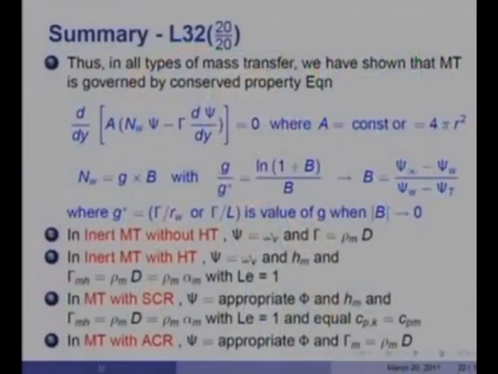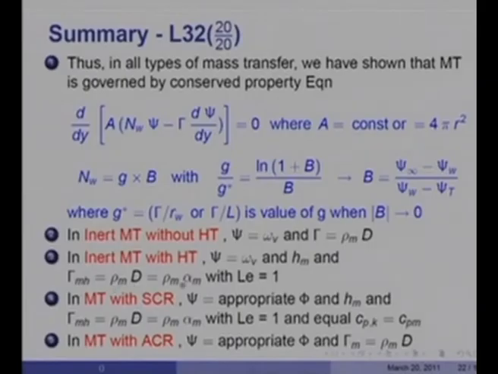So, in summary, I would say that we have analyzed all types of mass transfer problems by converting every problem to a conserved property equation, and psi has to be defined appropriately, so that NW equal to G B with G by G star equal to ln 1 plus B by B, and B is equal to psi infinity minus psi W over psi W minus psi T, and A is 4 pi r square or a constant. Now, for inert mass transfer without heat transfer, psi was equal to omega phi, as you know, and gamma was simply equal to rho m d.